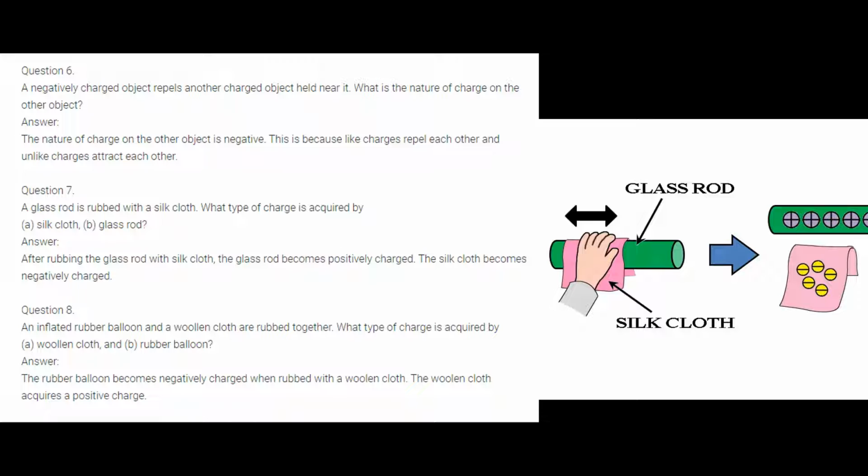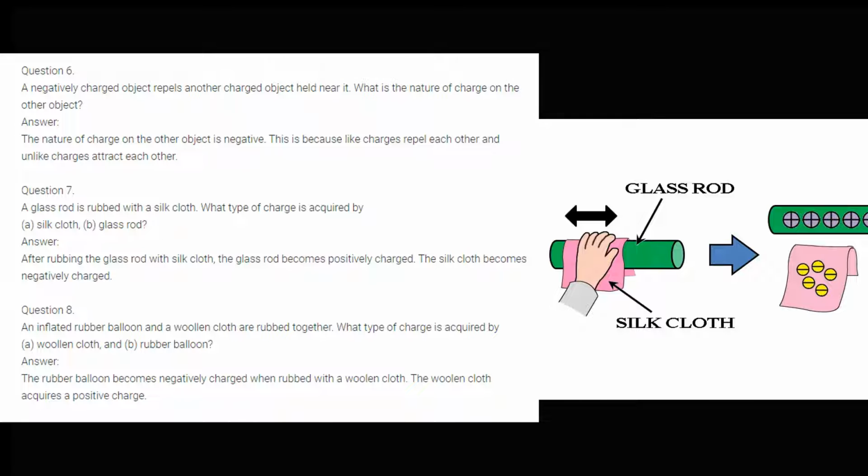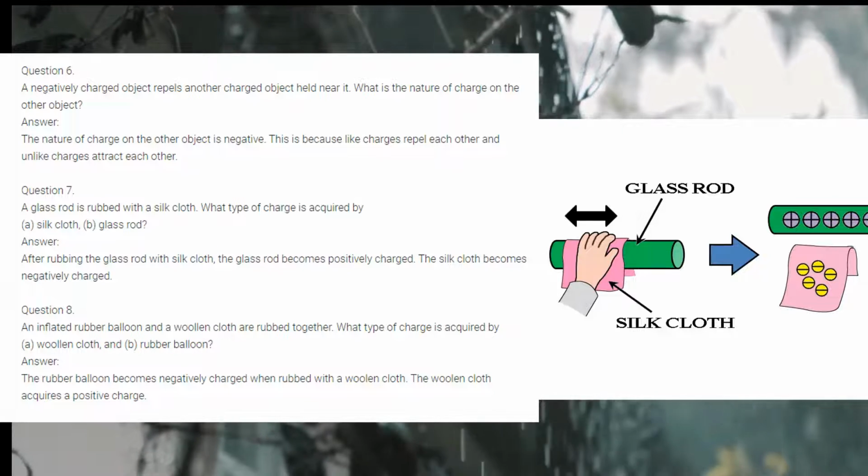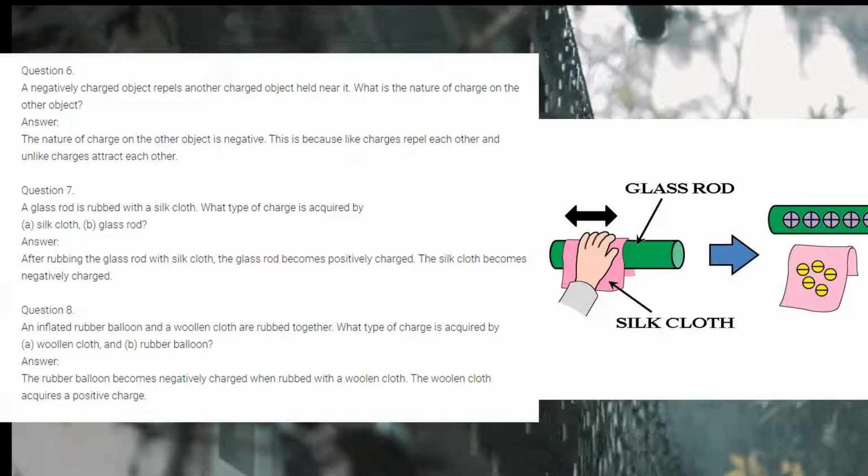Question 8. An inflated rubber balloon and a woolen cloth are rubbed together. What type of charge is acquired by A. Woolen cloth, and B. Rubber balloon? Answer. The rubber balloon becomes negatively charged when rubbed with a woolen cloth. The woolen cloth acquires a positive charge.